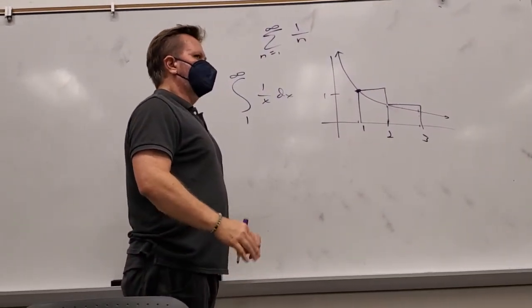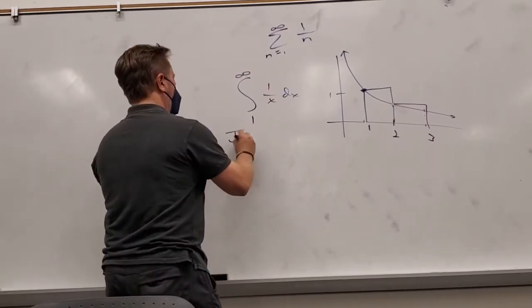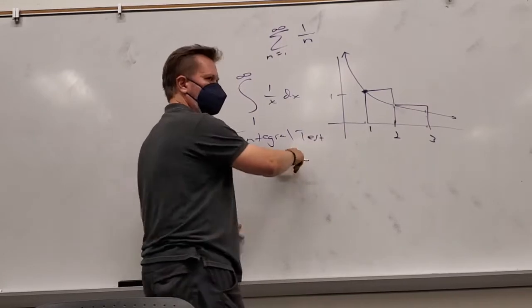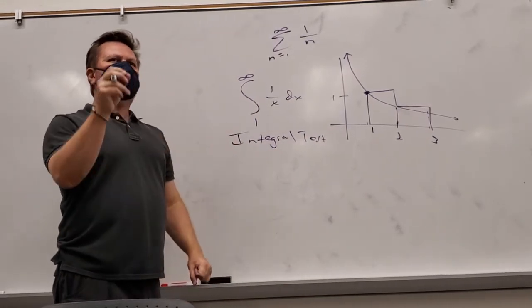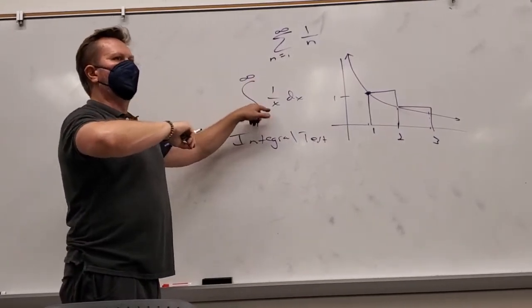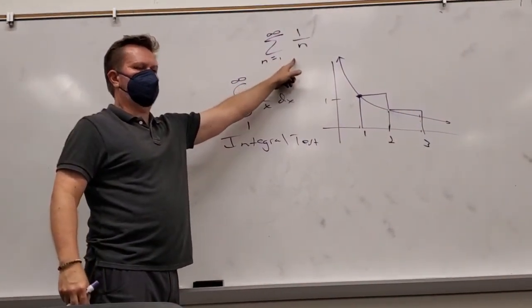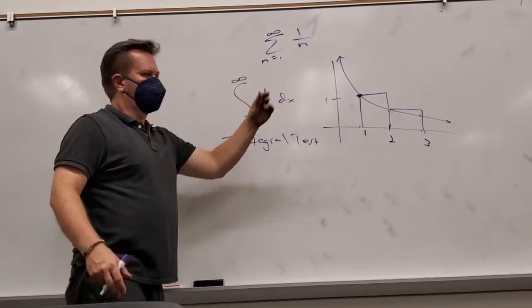Okay. So this is a test to see if it's convergent or not. That's all this is able to do. So if the associated integral converges, then so does the series. So what happens here?